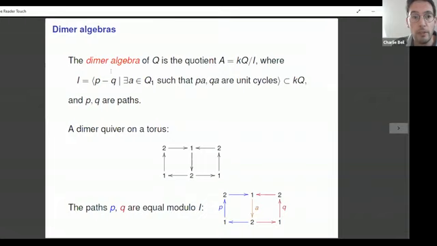Okay, so what the relations are telling us is that, for example, this blue path p here is equal to this purple path q, because we have this arrow a, and pa is a unit cycle and qa is a unit cycle. So these are dimer algebras. That's all there is to the definition. But now we'll look a little bit at the history of where these come from.